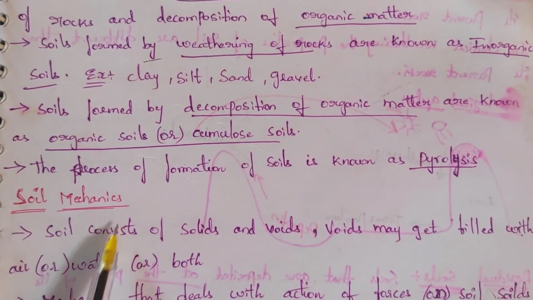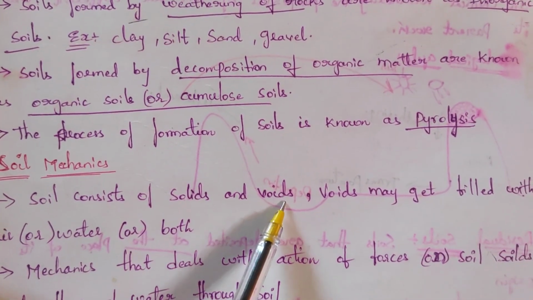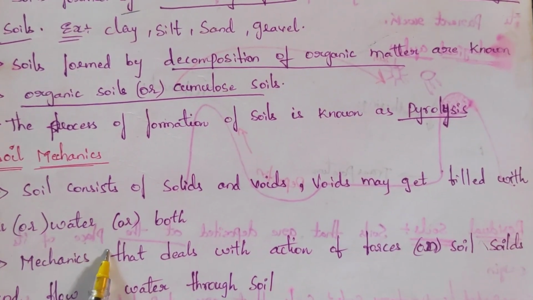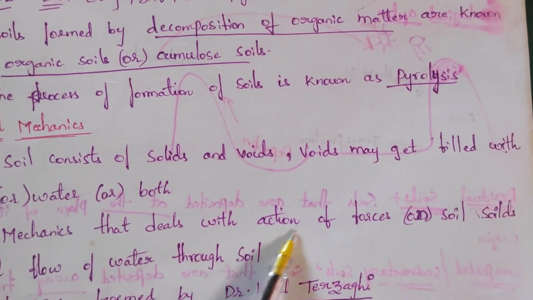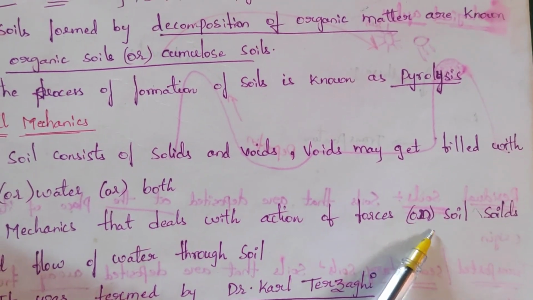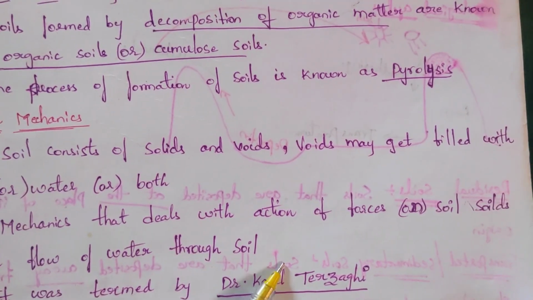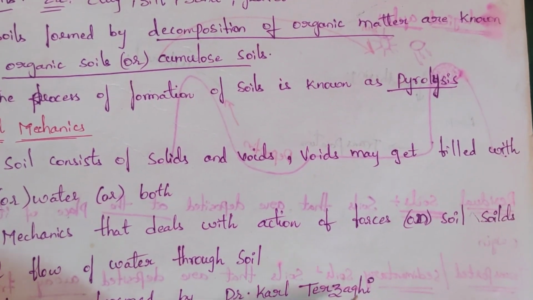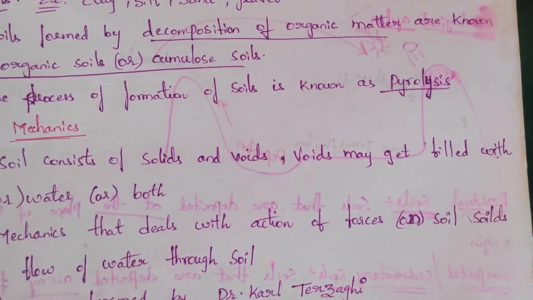Next, soil mechanics. Soil consists of solids and voids. Voids means space. Voids may get filled with air or water or both air and water. Mechanics that deals with action of forces on soil solids and flow of water through the soil, this is termed by Karl Terzaghi. He is the father of geotechnical engineering.